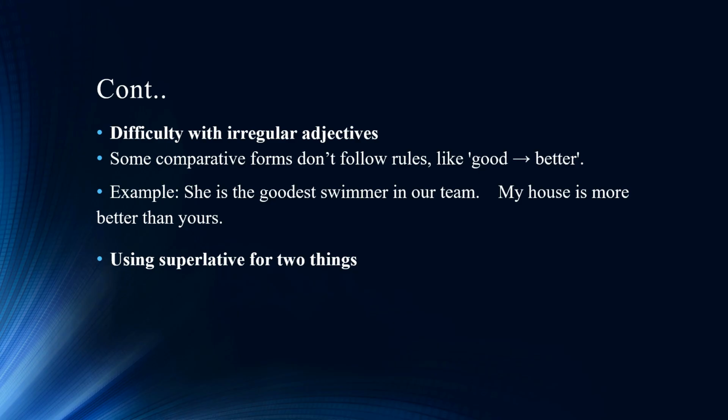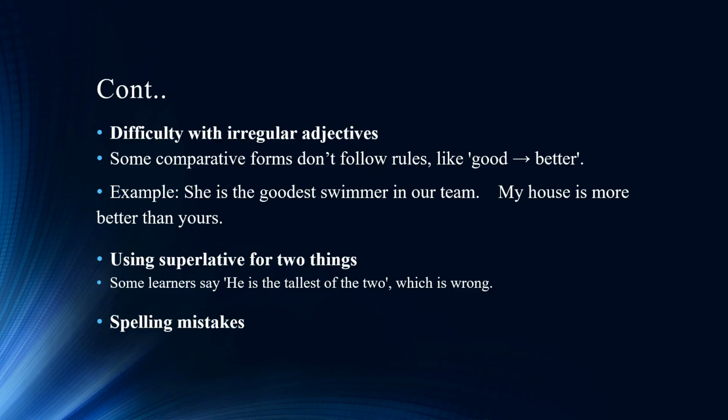Using superlative for two things. For example, he is the tallest of the two. This sentence is wrong because we use the superlative degree for the comparison of three or more objects. Spelling mistakes. They may forget to double consonants, as in big, bigger, biggest. So these were the problems or difficulties faced by ESL learners dealing with adjectives and degrees of adjectives.